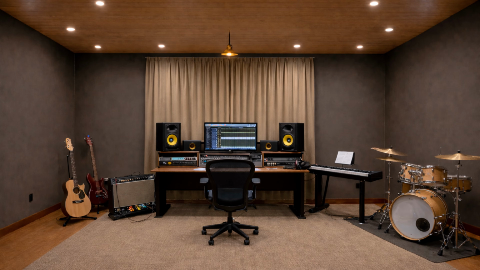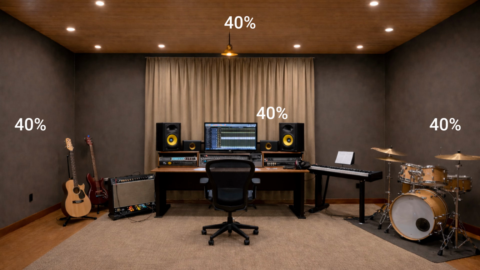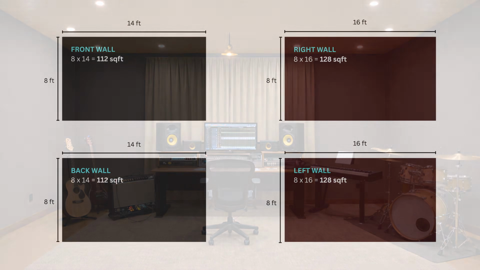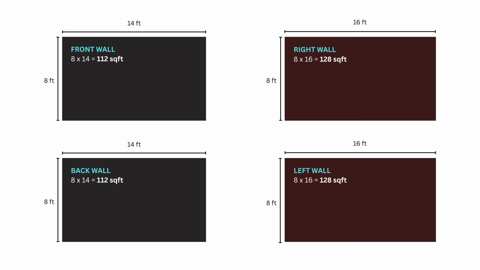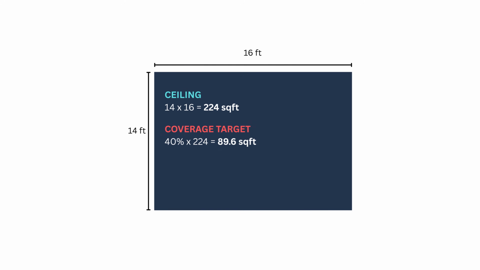For Zack's 14 by 16 room with an 8-foot ceiling, around 40% coverage is a solid target since he's working with full-range audio tasks like recording, mixing, and mastering. To estimate this, calculate the surface area of each wall and multiply it by 40%. That gives you a rough coverage goal for wall treatment. Do the same calculation for the ceiling.